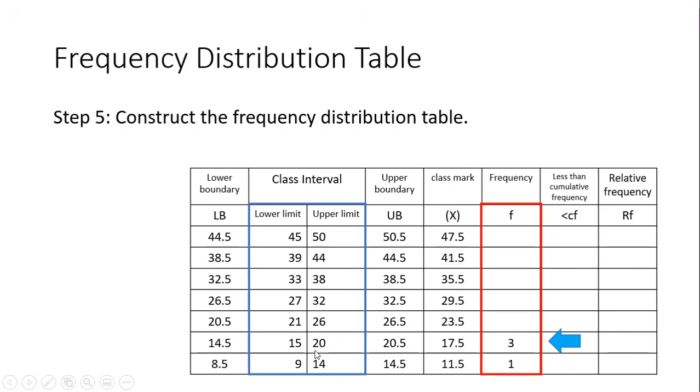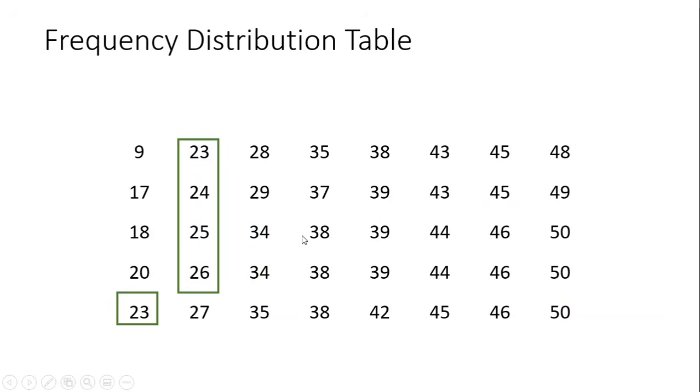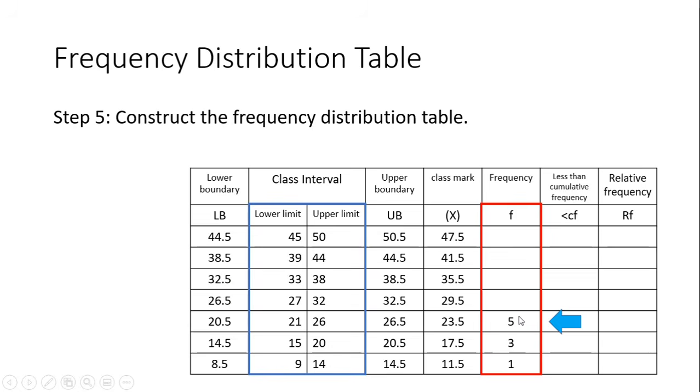So we will place 3 here. For the next one, again, the range 21 to 26. Scores that would fall within the range of 21 to 26. So again, let's go back to the data. We will now count again. So 23 is within 21 to 26. So we have 23, 24, 25 up to 26. So how many scores do we have? We have 1, 2, 3, 4, 5. So you write 5.